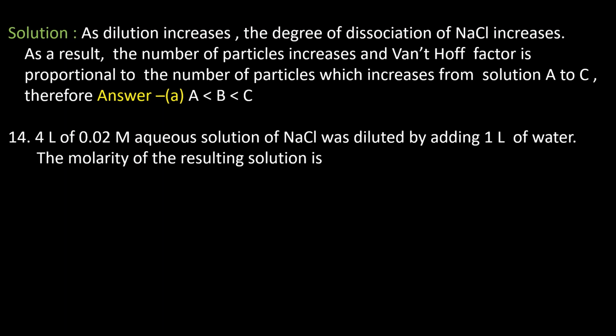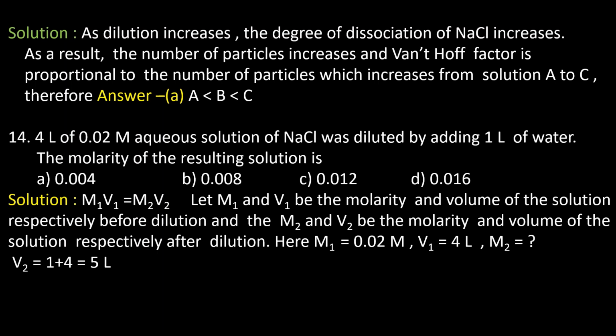Question number 14. 4 liter of 0.02 m aqueous solution of NaCl was diluted by adding 1 liter of water. The molarity of the resulting solution is: A 0.004, B 0.008, C 0.012, D 0.016. Dear friends, for this type of problem we have to use the formula M1V1 equal to M2V2. So let M1 and V1 be the molarity and volume of solution respectively before dilution, and M2 and V2 be molarity and volume of solution respectively after dilution.